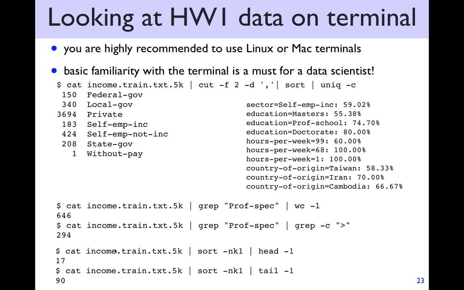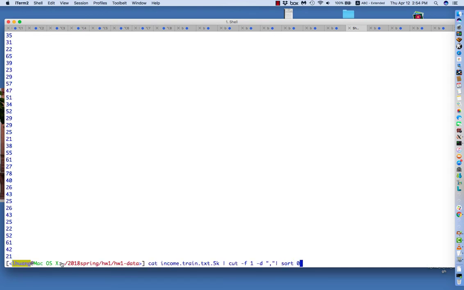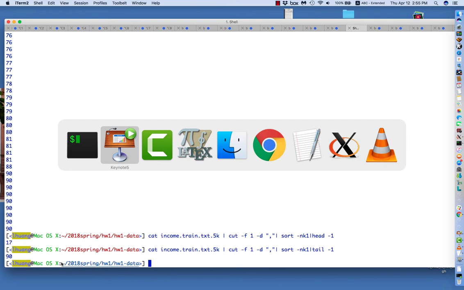So if you want to figure out the smallest age, let's do that. Okay, age is the first field. So you just cut the first field. Okay, and you sort -nk1. You don't need to say -nk1, but just that. And then you can head -1. That's the smallest age, youngest age in that data set. The biggest age, the oldest age in that data set is 90, right?